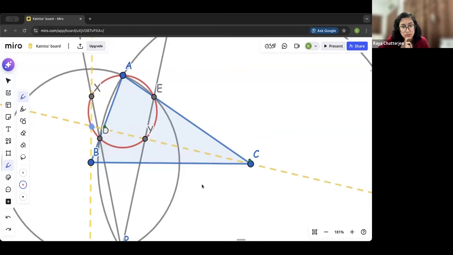Wait, what? No, ADE is not similar to ABC, no? Or you want AED to be similar to ABC?